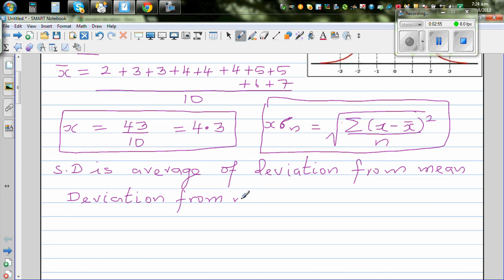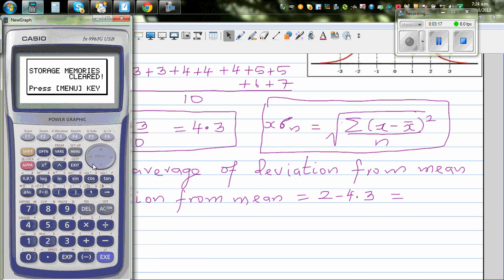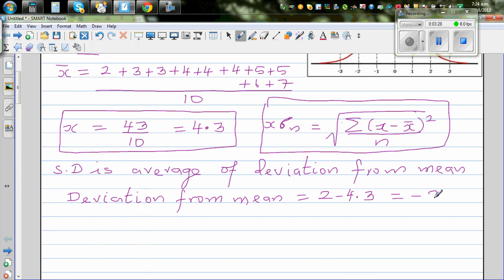what is deviation from mean? In simple language, this means how far away a data point is from the mean. So if you talk about 2, how far away is 2 from 4.3? Well, this is 2 minus 4.3, which is minus 2.3. What is this minus telling me? You can say 2 is 2.3 to the left of 4.3.